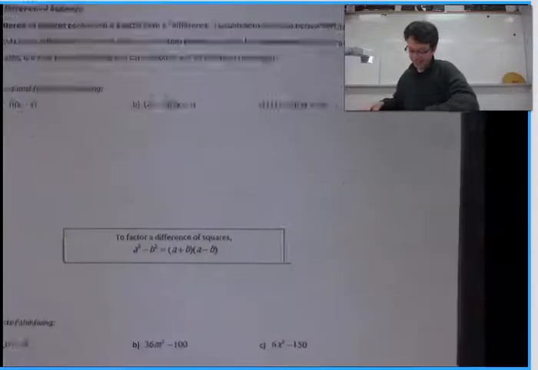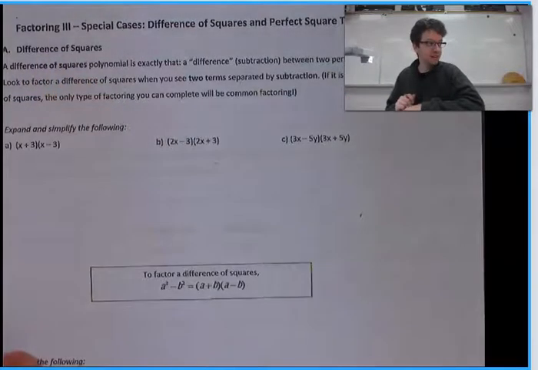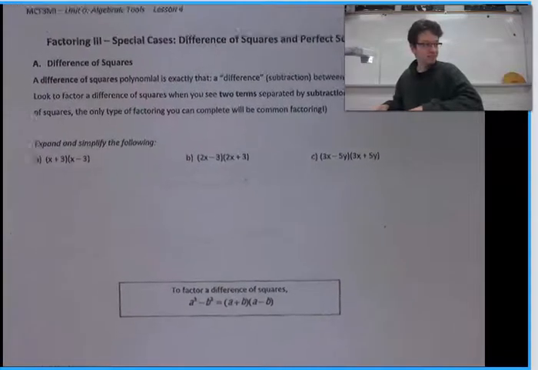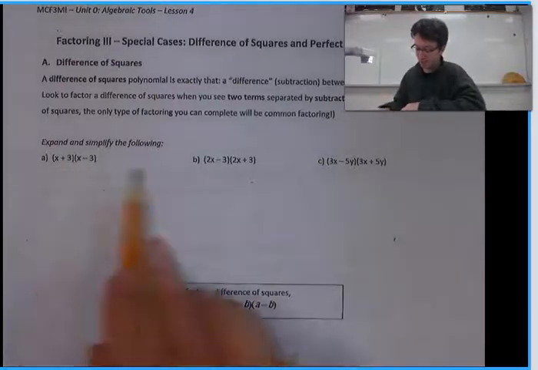Right, so in today's lesson, we're going to look at a couple special cases. You might have heard it before. One is going to be the difference of squares, and the other will be perfect squares. So to see factoring by difference of squares, let's first look at some examples, and we're going to expand them.